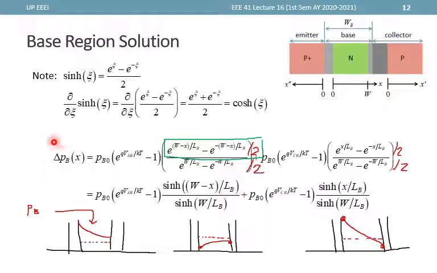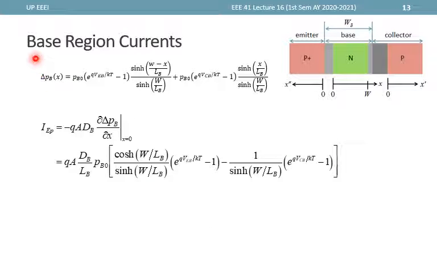So again, we'll use this excess carrier concentration to determine the current. And so here is a copy of the expression in the previous slide, and IEP is minus QAdB derivative of delta PB with respect to x. So this is our diffusion current equation. We multiply by A to convert J to I, and we evaluate it at x equal to 0. Now this is where the hyperbolic cosine comes in, since we need to differentiate this whole thing right here.